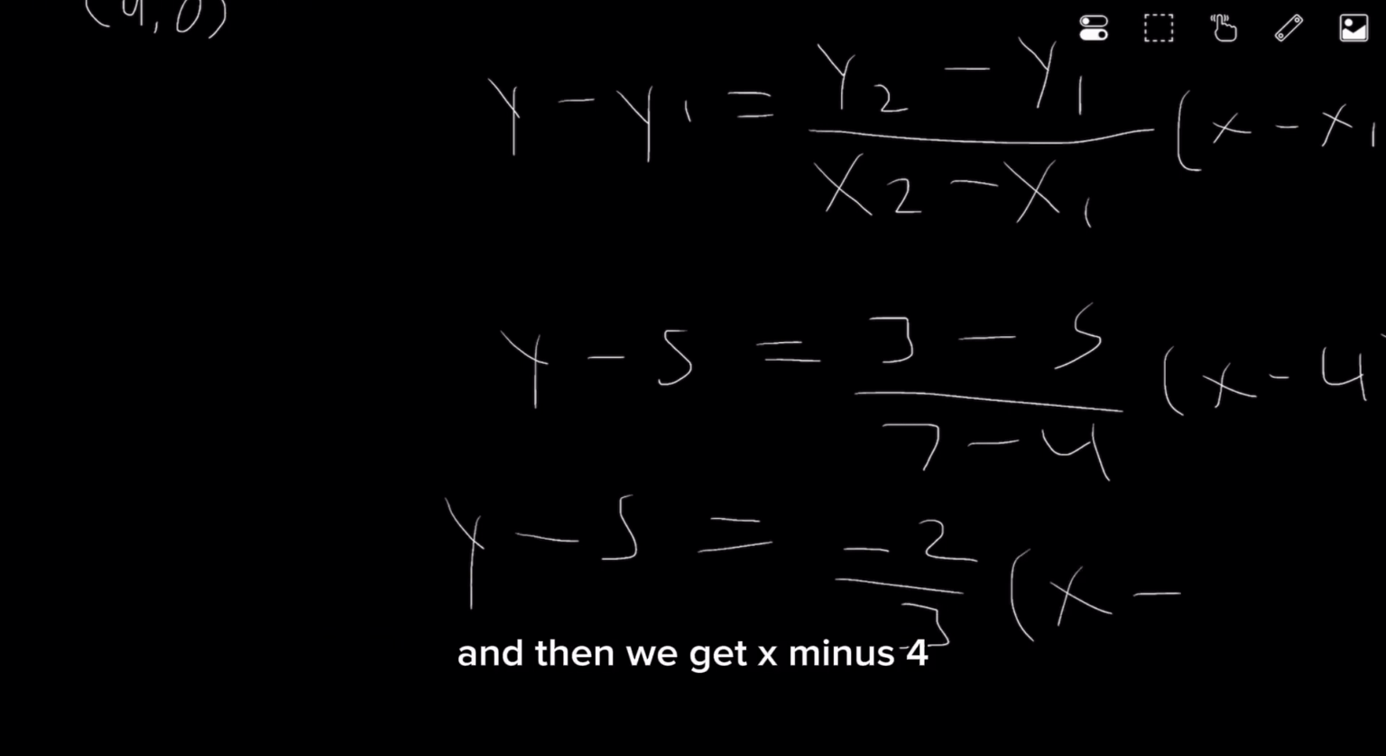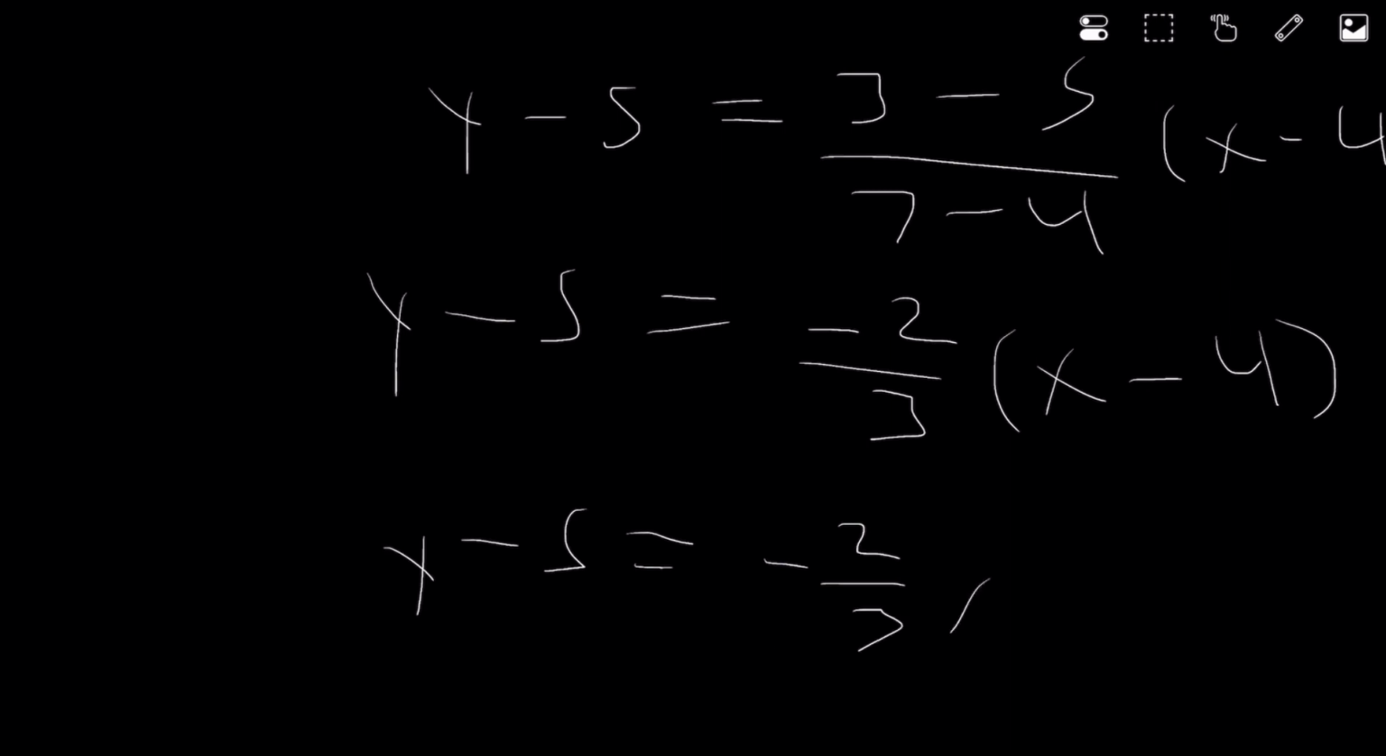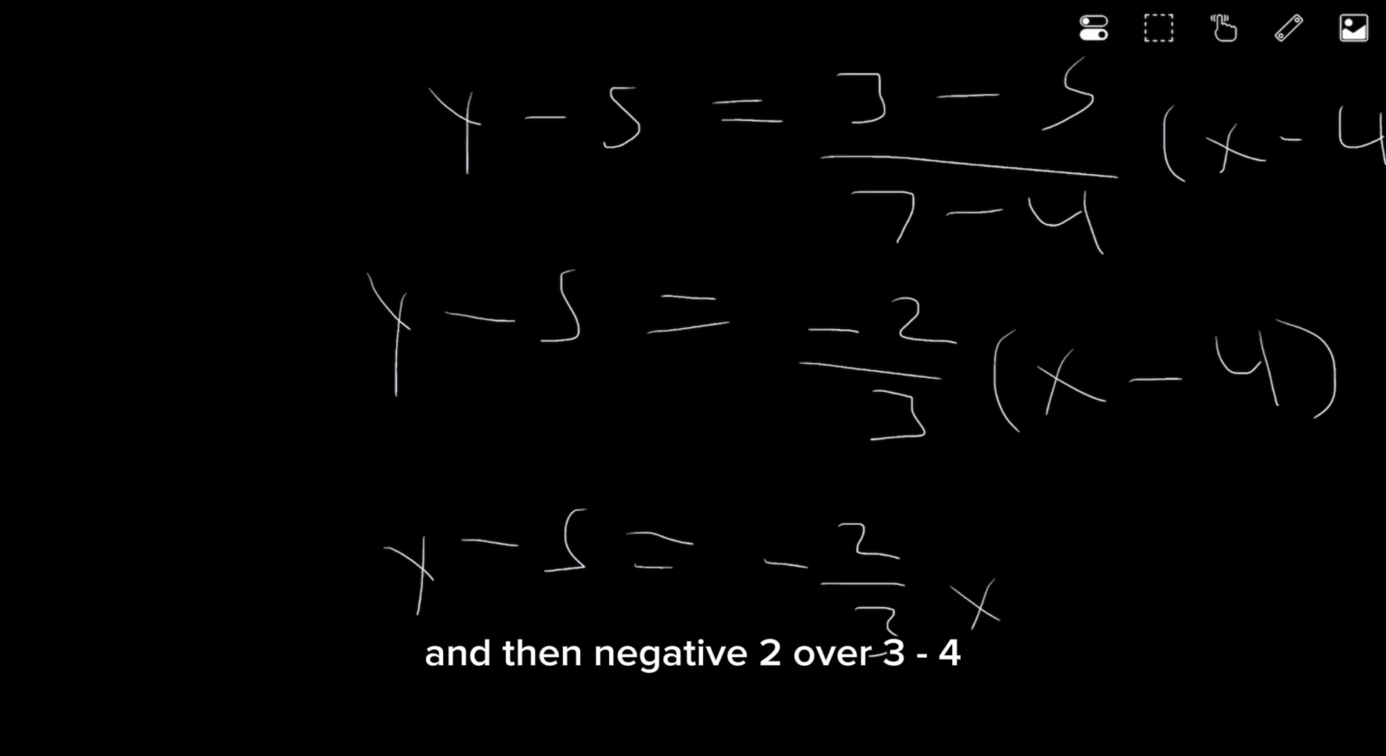And then we get x minus 4. Now, all we do here is distribute. Negative 2 over 3 times x is negative 2 over 3x. And then negative 2 over 3 times negative 4.